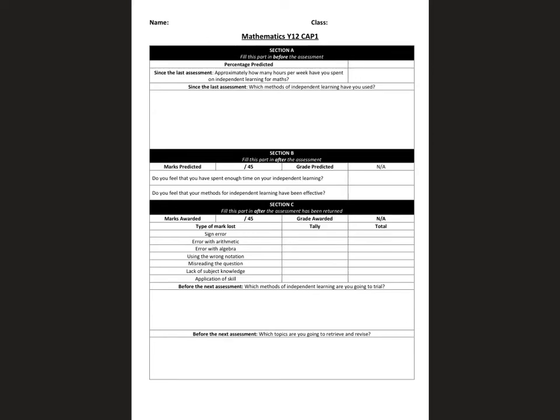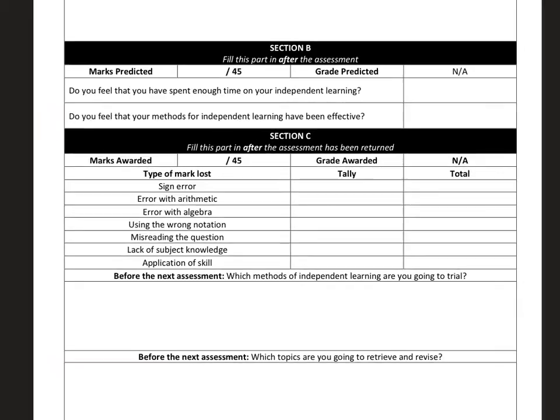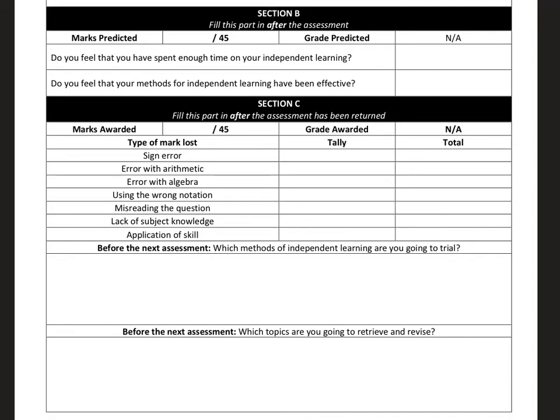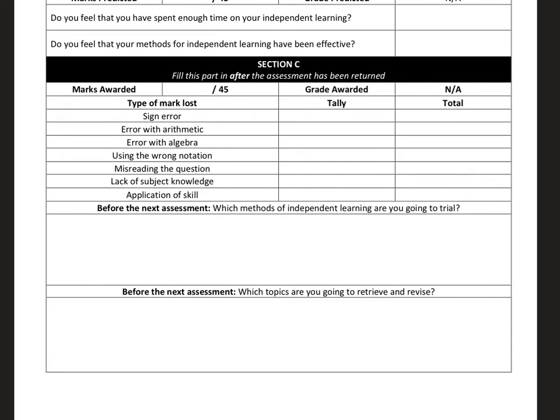So here are the solutions for Cedar 1. If you haven't already, have a go at filling in section C so that you can see where you lost most of your marks. Is it because you've been too fast and you're not getting all the arithmetic correct? Is it you're making silly mistakes with your algebra, etc.?